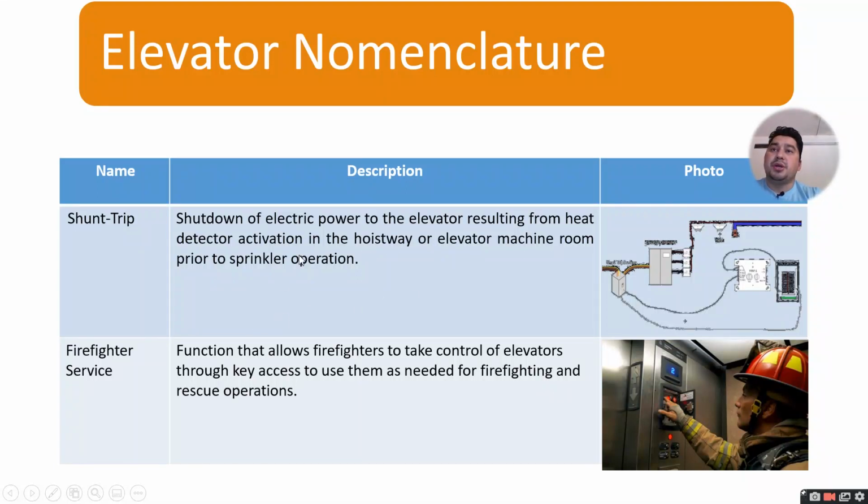And we have the shunt trip, shutdown of the electric power to the elevator resulting from the heat detector activation in the hoistway or elevator machine room prior to a sprinkler operation. So this is the shunt trip. Whenever it receives any smoke or heat from the heat detector, it will shut down the elevator.